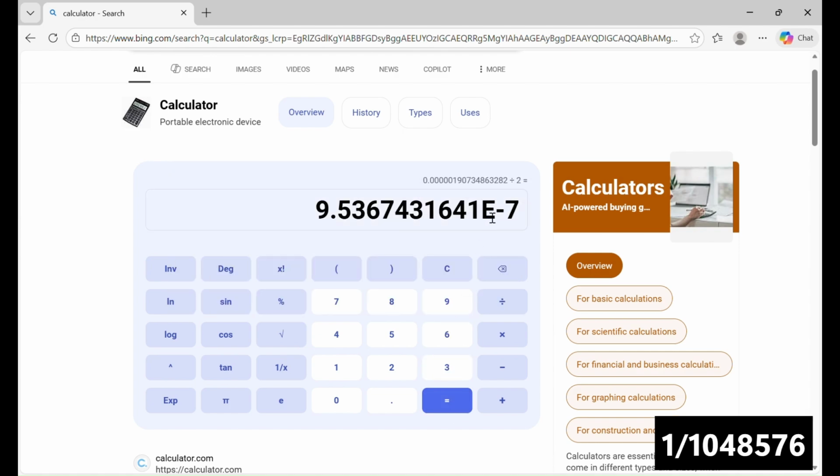And there's an exponent. Good. This video didn't last 10 minutes.